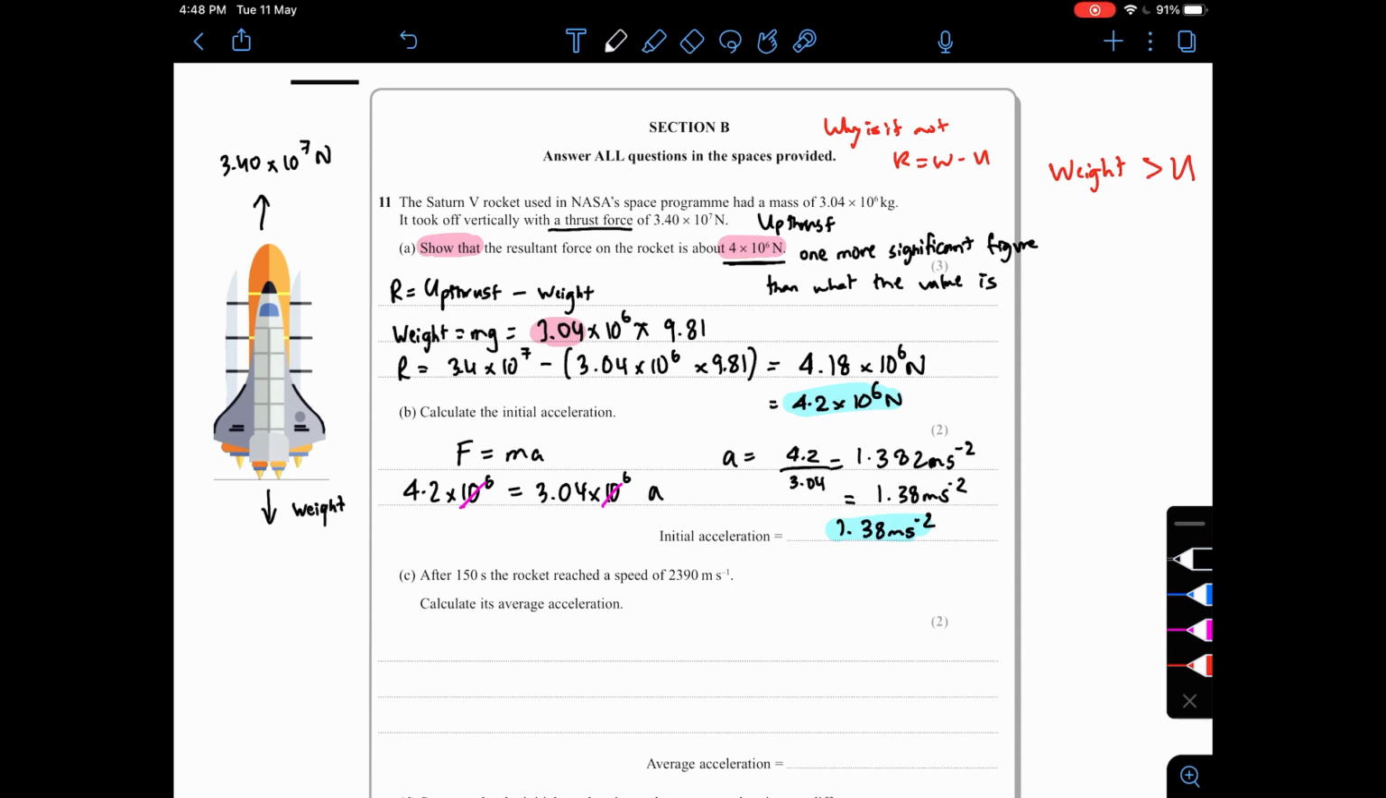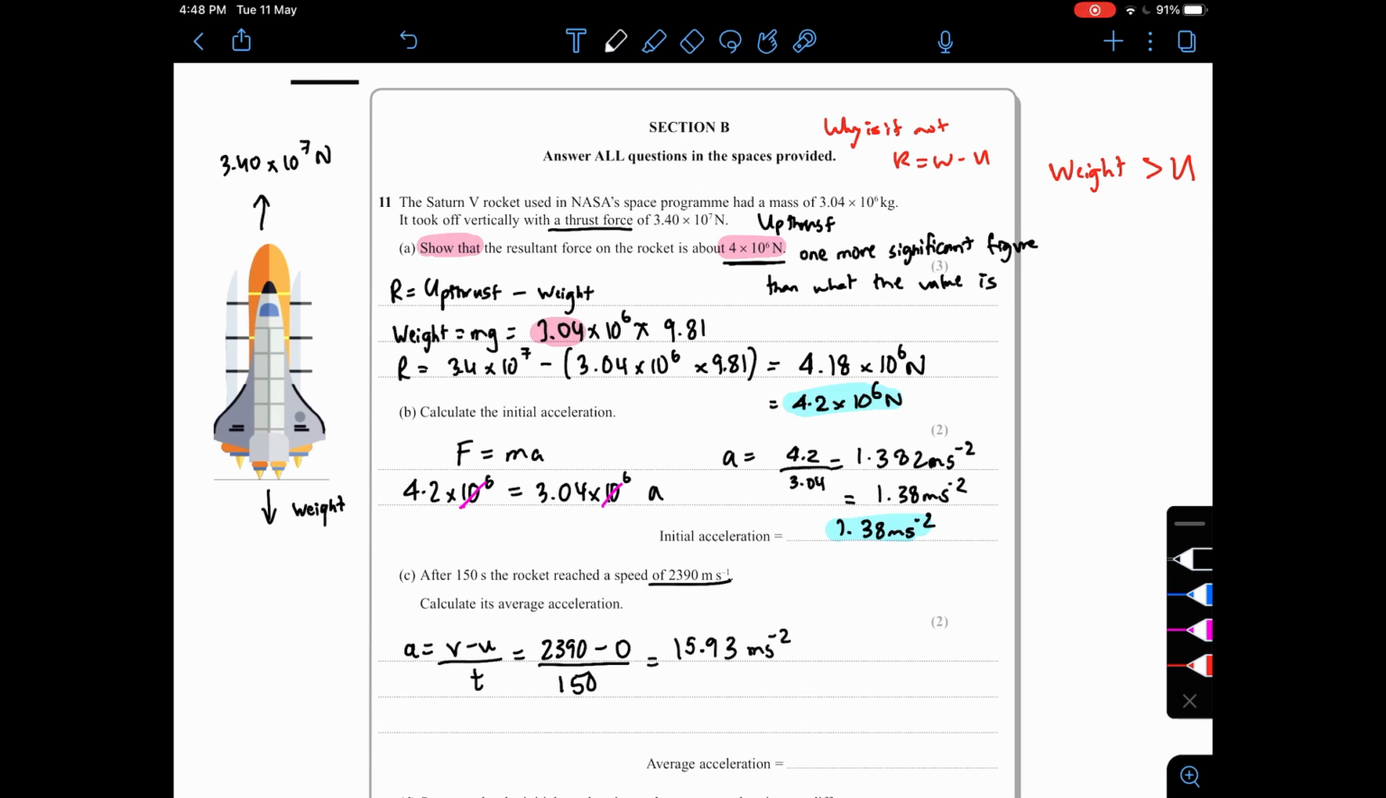Now, they're trying to throw you off, because the average acceleration is just the formula that we know, which is a equals v minus u over t. Now, what's the final speed we have? We know this final speed is 2390. What's the initial speed of the rocket? It's 0, isn't it? Because when it took off, it didn't have any speed. It wasn't already traveling, was it? And the time taken was 150 seconds. So we can find this out. So 2390 divided by 150, so that is 15.93 meters per second squared.